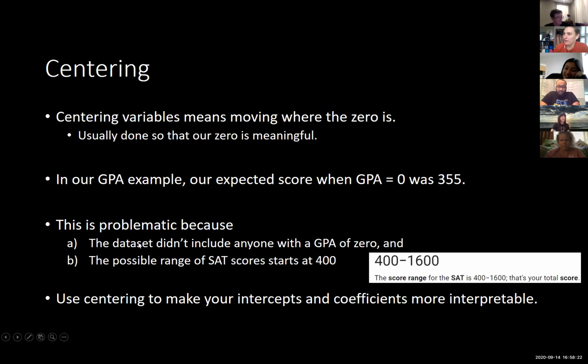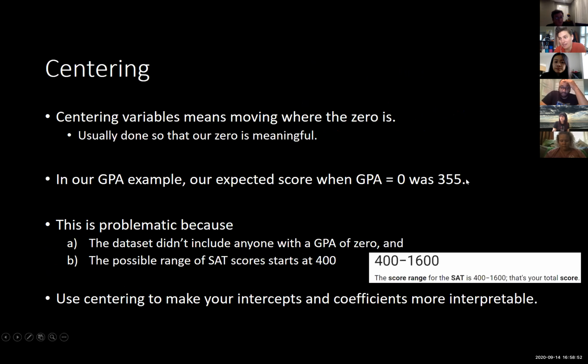Okay. So centering is about that intercept article that you read. Now that intercept article is a lot of details, but I'm talking about the basic idea behind it, which is the idea of centering and what centering can do for you conceptually. Centering variables just means moving where the 0 is. And it's usually done so that our 0 is a meaningful number.